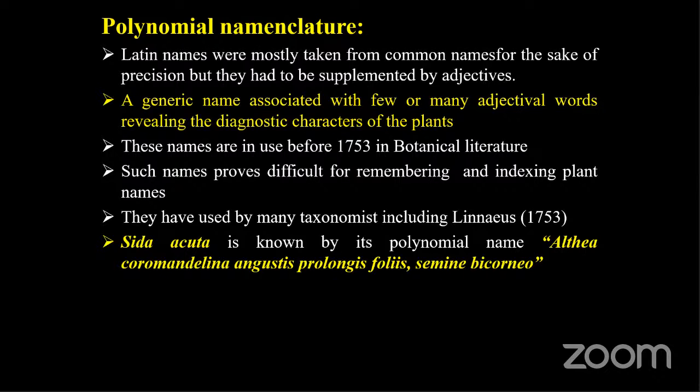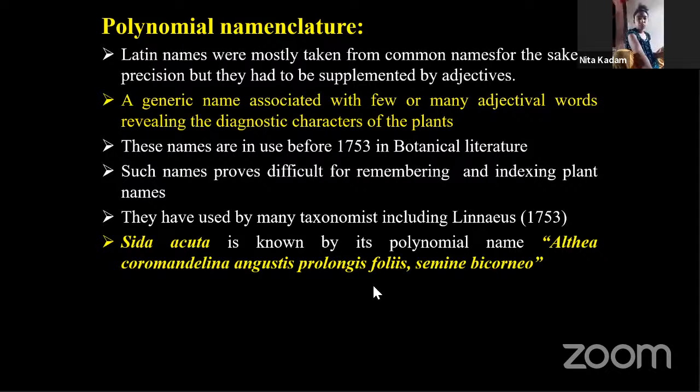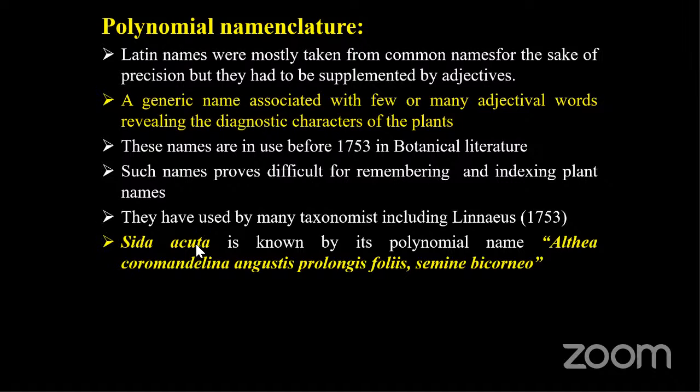But as these names are very long and have many words within them, they are also difficult to understand and to recite. Say for example, Sida acuta, which is the binomial name of a very common plant present in our area, is known by its polynomial name Althea coromandelina angustis prolongis foliis semine bicarnio. So friends, you know that when we face difficulties remembering just the two names Sida acuta, just imagine how difficult it is to understand and remember this entire polynomial name.